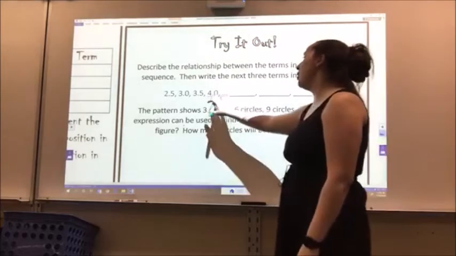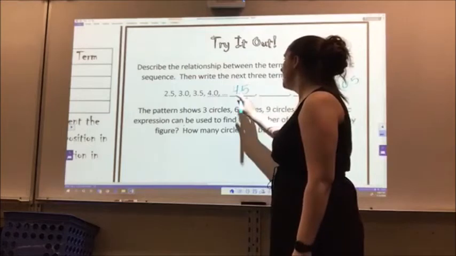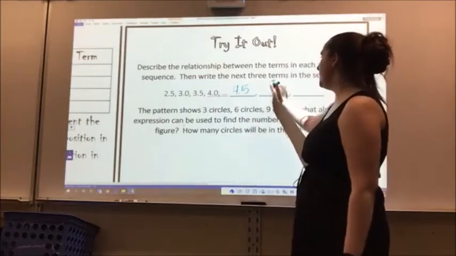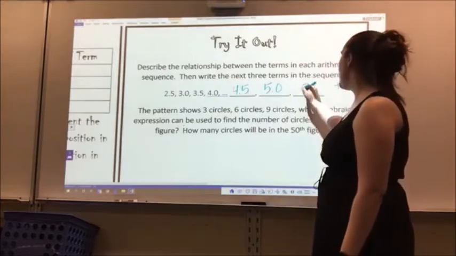So I'm going to add 4.0 plus 0.5 gives me 4.5. 4.5 plus 0.5 gives me 5.0. 5.0 plus 0.5 gives me 5.5.